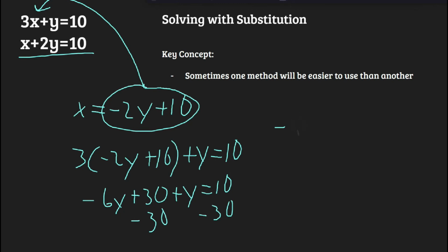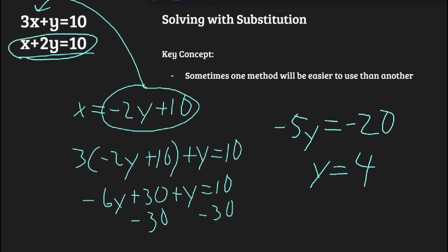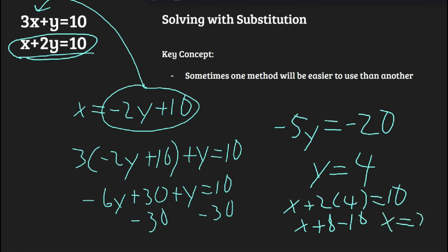Sorry, let me erase that really quickly. That should be a negative 5y. Negative 5y. And then 10 minus 30 is negative 20. Divide both sides by negative 5, I get y is equal to 4. And then I'm just going to plug y into the second equation to just make sure, right? So x plus 2 times 4 is equal to 10. x plus 8 is equal to 10. Subtract 8 from both sides, and I get x is equal to 2. So perfect.